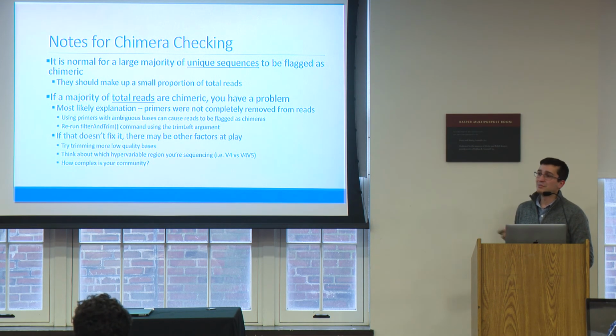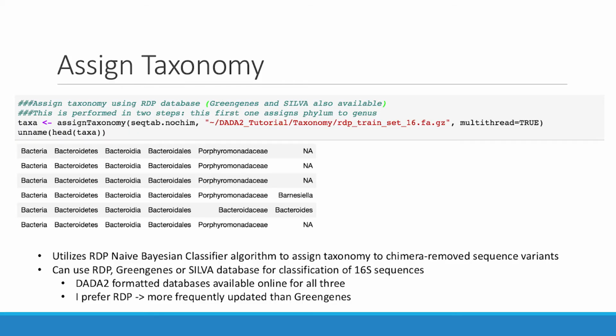So this might turn out to be something you just kind of have to live with. If that is the case, you can maybe sequence in more depth so that after all of this trimming, you still have a usable amount of reads to do your data analysis. Okay, so at that point, you have a sequence table with clean reads, and you can now assign taxonomy.